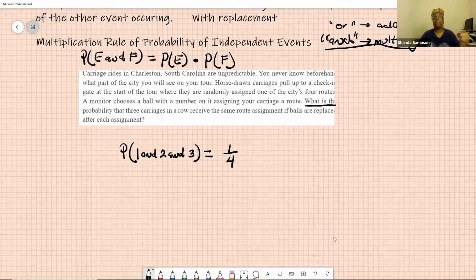So if you put it back in, the next route still has a chance. The next person comes up, and they still have a chance, 1 chance out of 4 at getting that same route. And the same thing for the third one. They have a 1 out of 4 chance, since you put the ball back, of getting that route again. So 1/4 times 1/4 times 1/4 is actually 1/64.